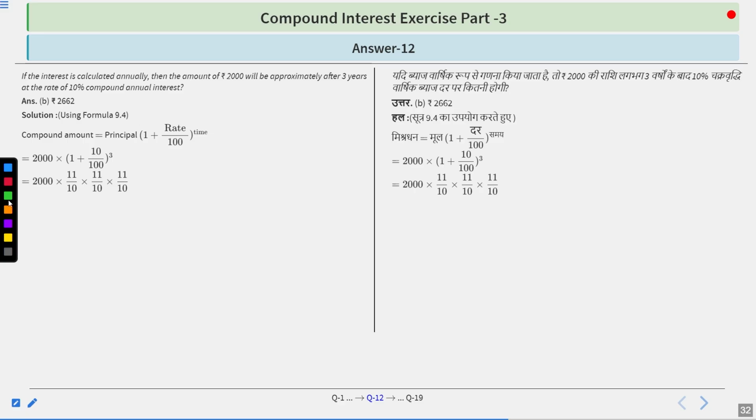So 11 upon 10 into 11 upon 10 into 11 upon 10. That is going to be equal to 2 into 1,331 because 11 cube is 1,331 and 10 into 10 into 10 is 1000. So three zeros of 2000 will be cancelled out by 1000 and we get only 2 into 1331. Therefore, that is going to be equal to rupees 2662. Option B is the correct answer.